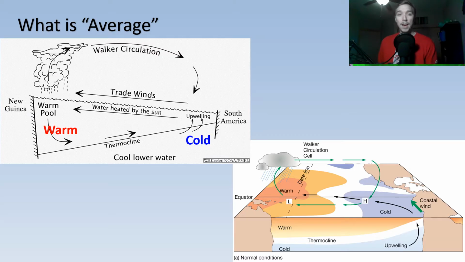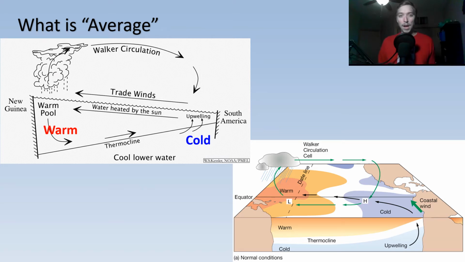Well, in an average year, if there was a neutral ENSO phase, we would see this setup here where you've got your Walker circulation patterns. For example, we see New Guinea, South America. We see cool lower water. We see that thermocline, that gradient of temperature within the water column. So the warmer water is sitting over the western portions there.